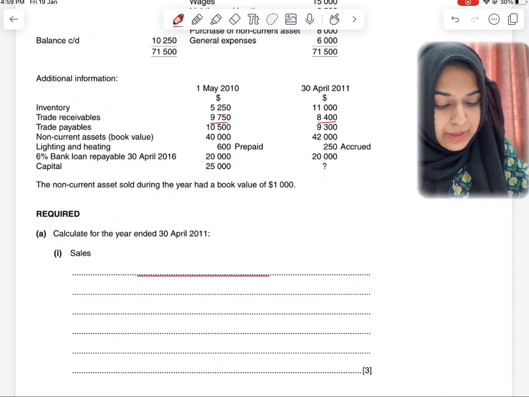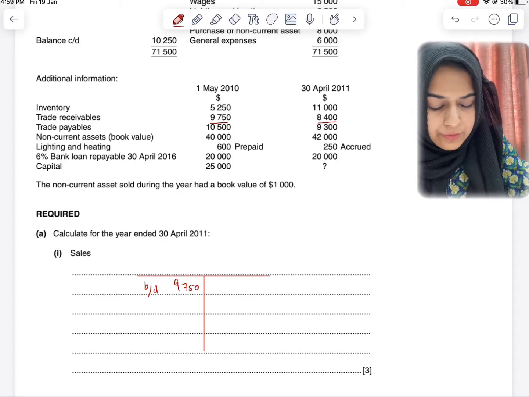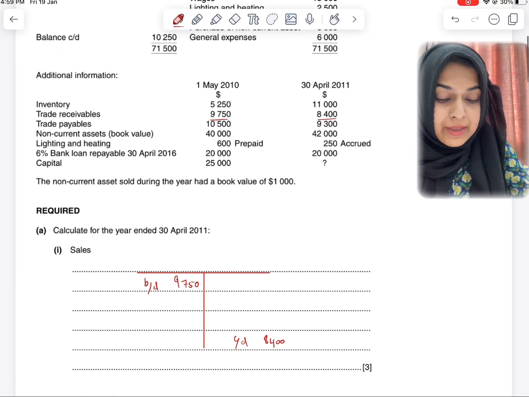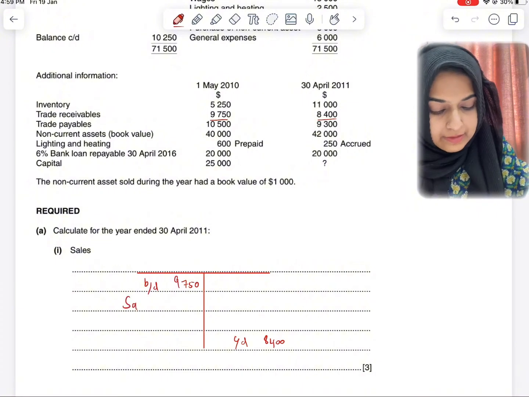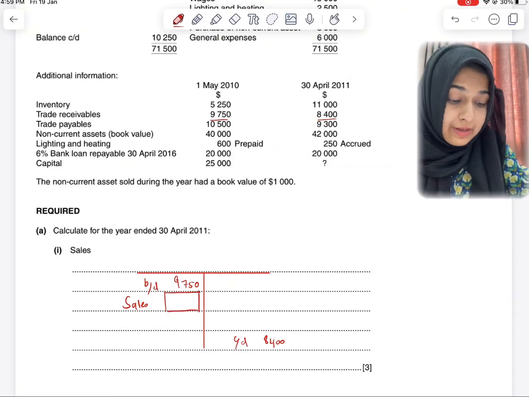So you make this T account. You put a brought down of trade receivables on the debit side, 9750, and a carried down of trade receivables on the credit side, which is 8400. Credit sales are recorded on the debit side because sales increase your trade receivables. But you don't know what credit sales are here.